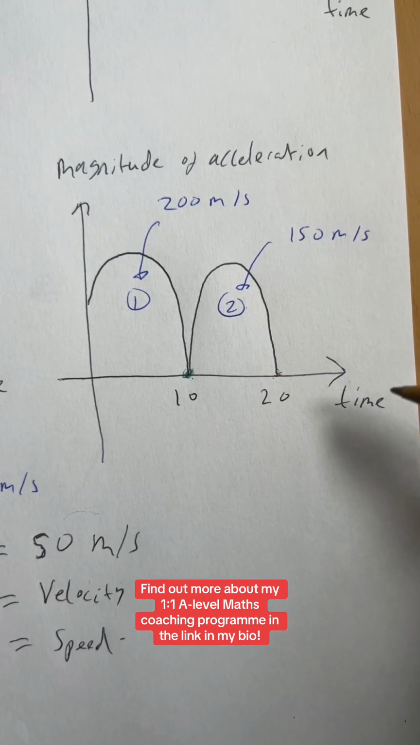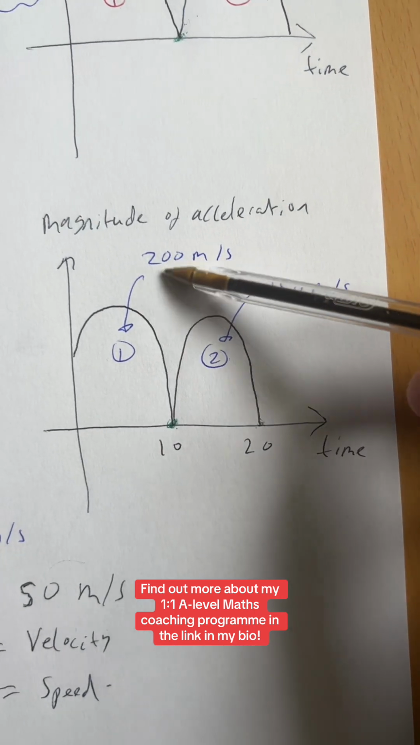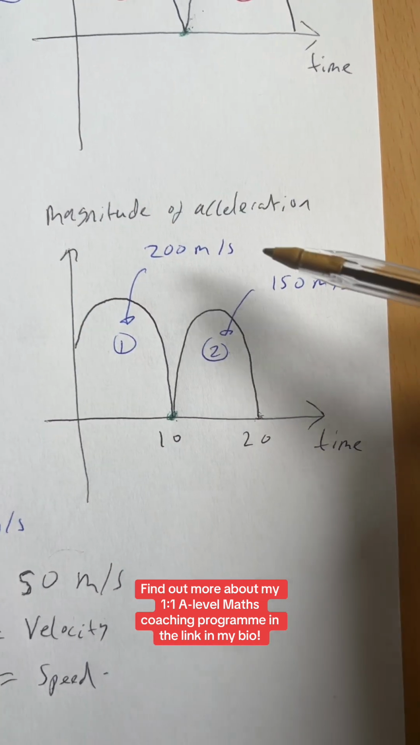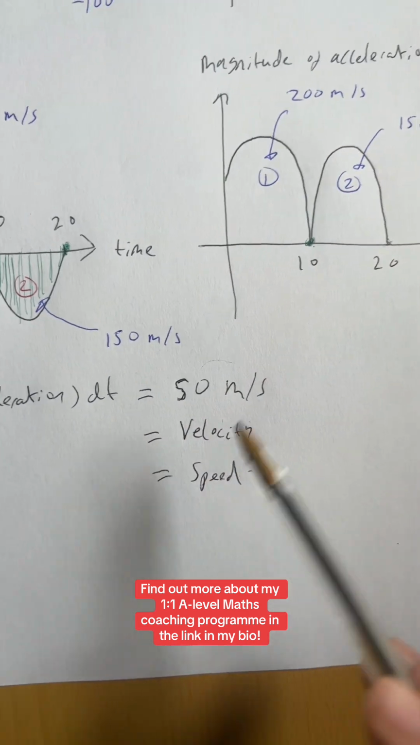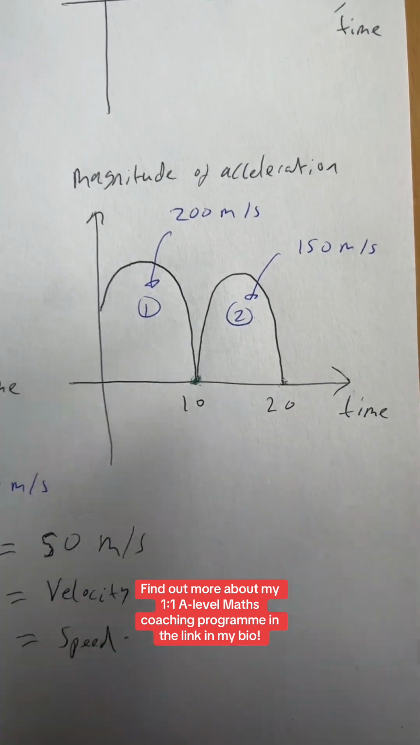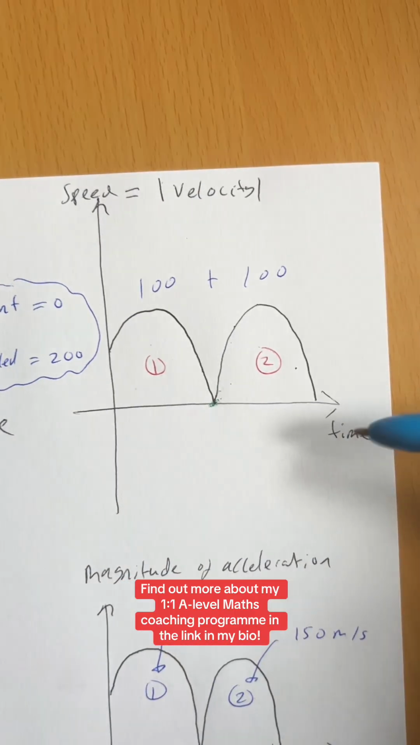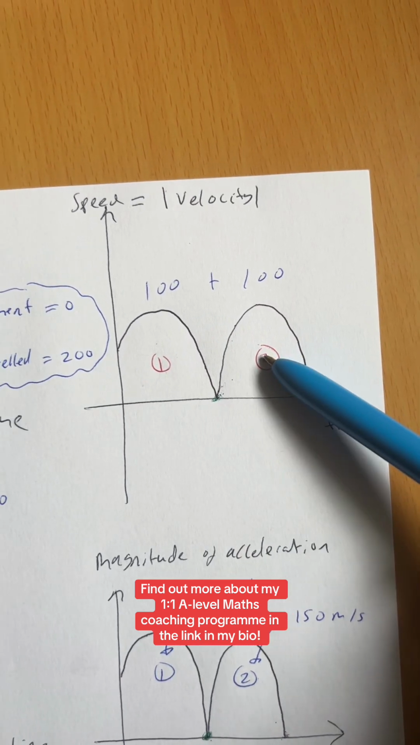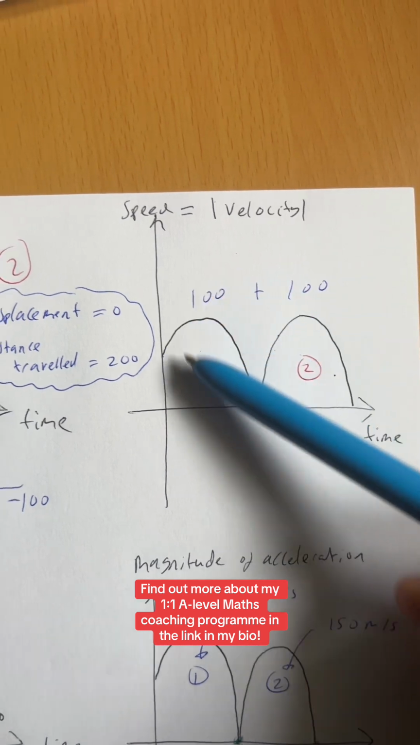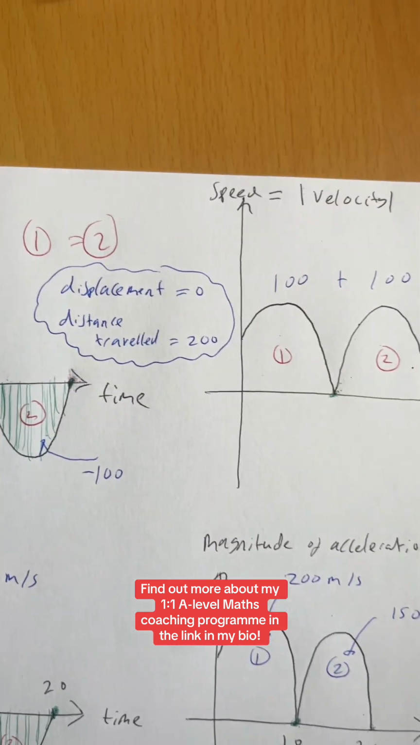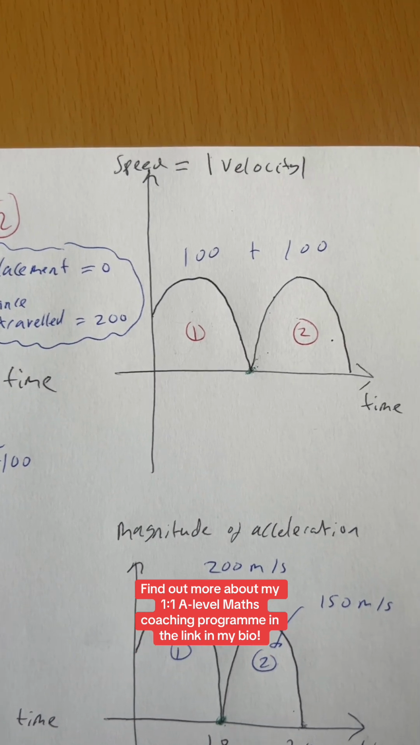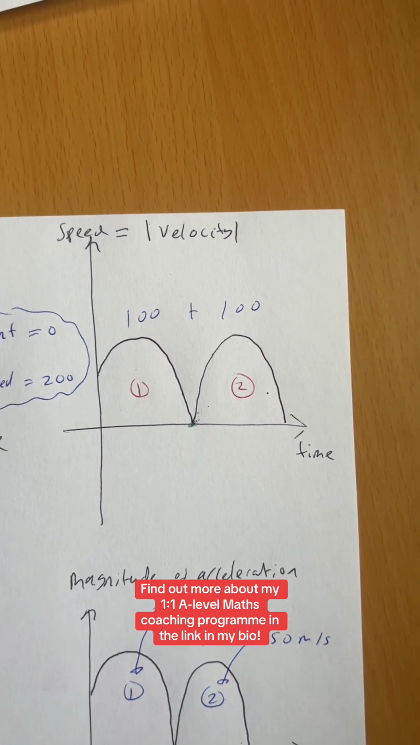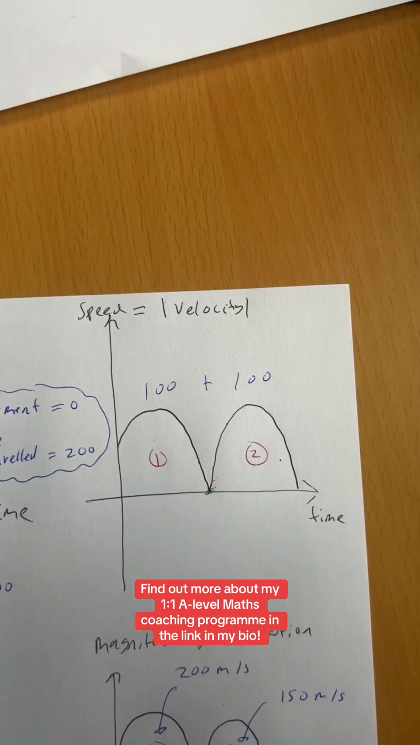Now, some of you may be wondering, well, wait a second, what if we do 200 plus 150? That gives us 350 for this magnitude of acceleration curve. Surely the speed would be 350. Well, no. If we go back to this speed time graph we had before, the reason we added these two areas together to give us 200 is because this was the total distance traveled. And sometimes in life, we do care about how much distance we travel in a journey. So sometimes we want to know what was the total distance of our journey, even if we are going backwards.